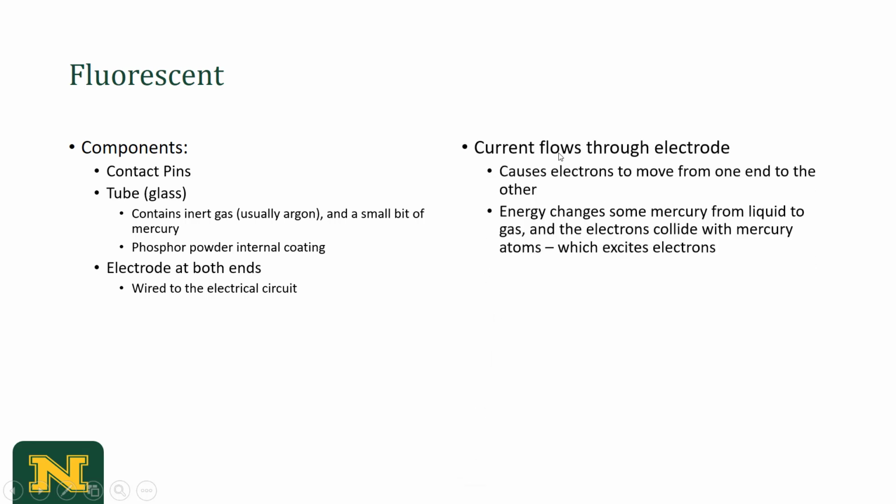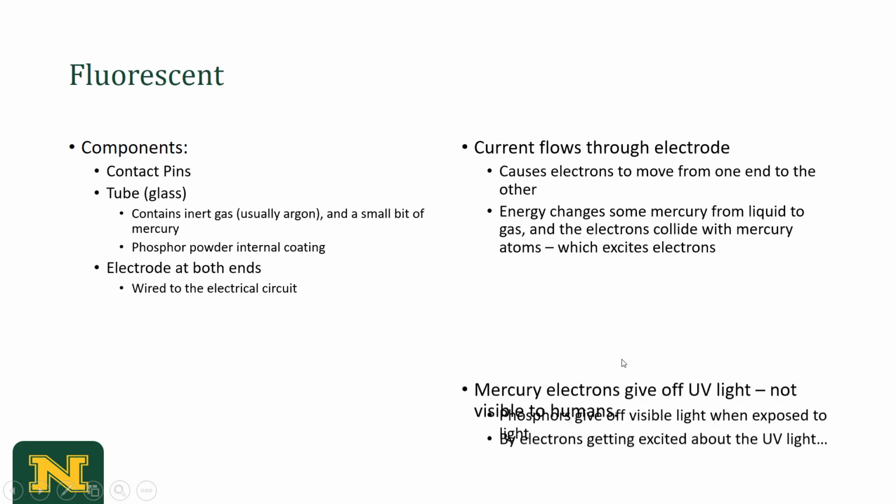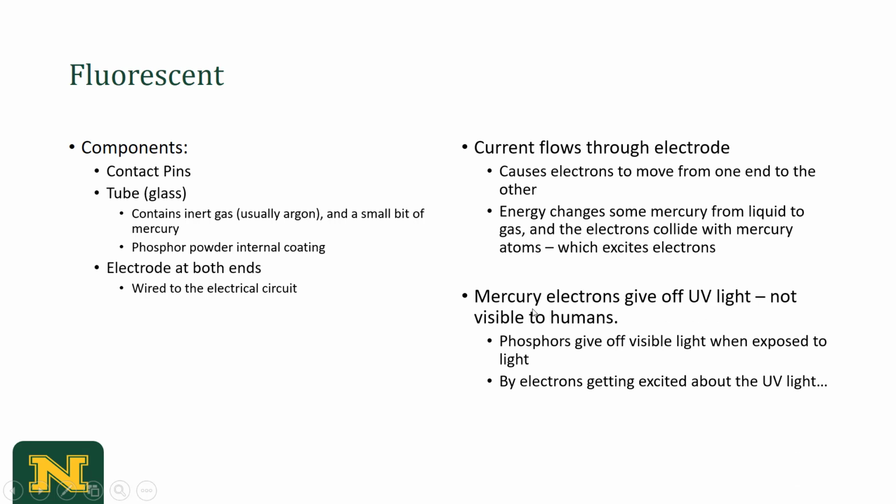So the current flows through an electrode, causes that electron to move from one end to the other. Energy changes some mercury from liquid to gas, and the electrons collide with the mercury atoms, which excites the electrons. That mercury then gives off the UV light, which is not visible to humans. So when those electrons are giving off light, we need to actually be able to see them. So that's where we have the phosphorus gives off the visible light when exposed to the UV light. So the electrons getting excited by the UV light.